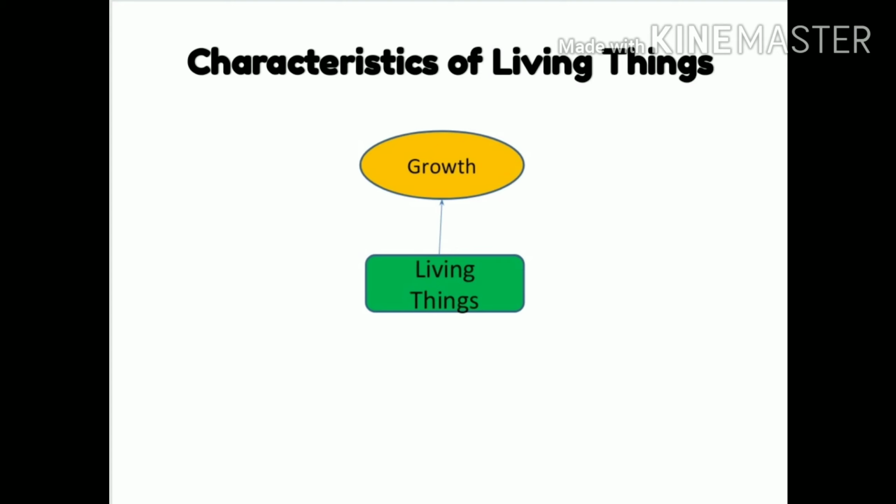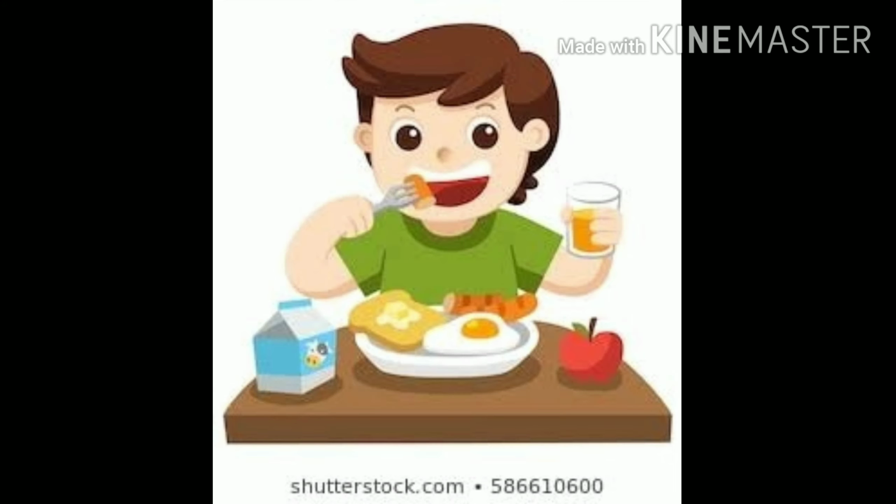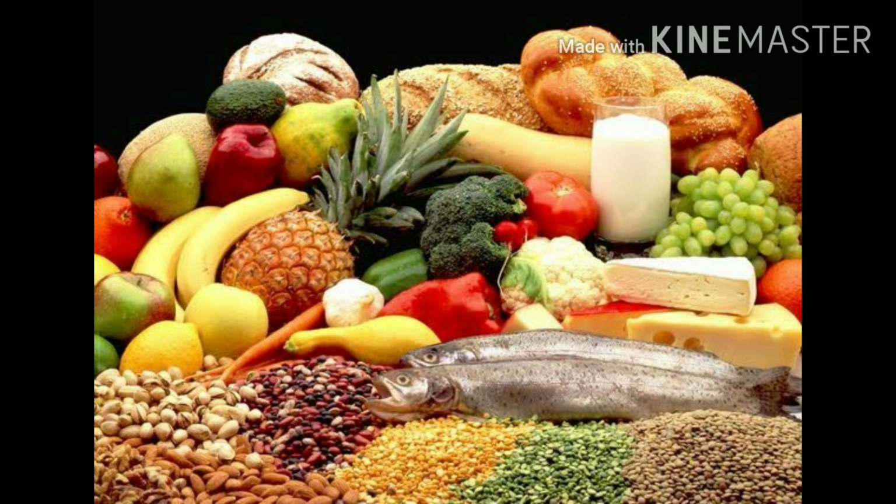The second characteristic of living things is intake of food. Students, we all know for growth, movement and response of the living organisms, energy is needed. Whatever movements we make, whatever growth we have observed in ourselves is because of energy. Can you tell me from where we get the energy? Yes, from food. Similarly, animals, plants, and other living organisms also get energy from food.